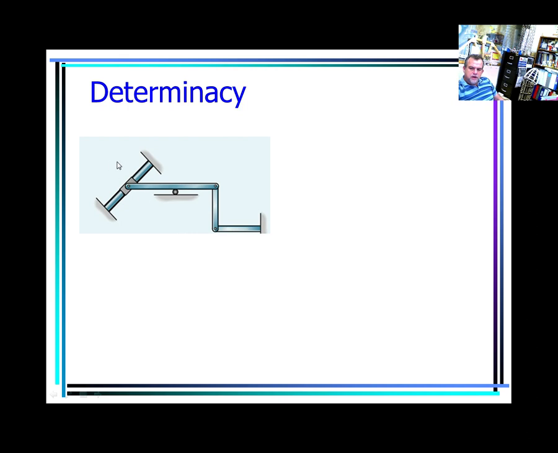This is only one reaction in this direction because it can slide and it can rotate. So this is only one reaction in this direction, and then you will have 3, 4, 3, 6, 5, 7, 8, 9, and 1, 2, 3. That's statically determinate.